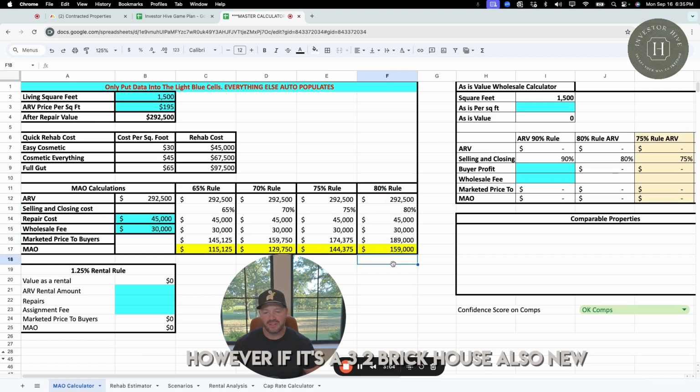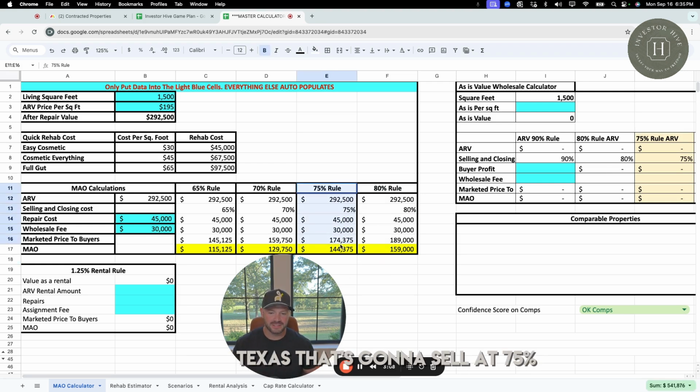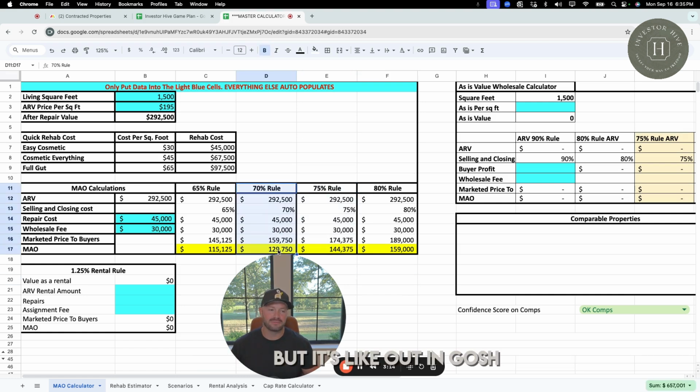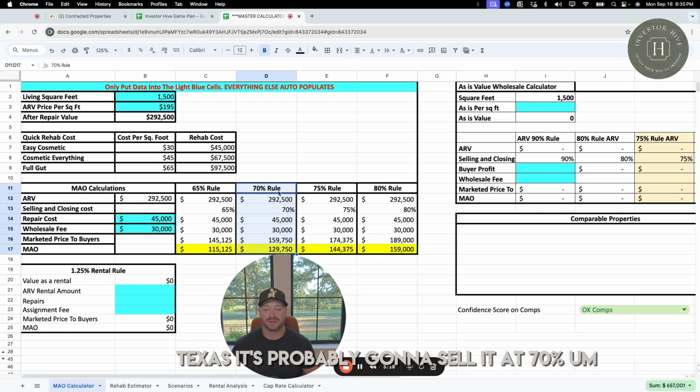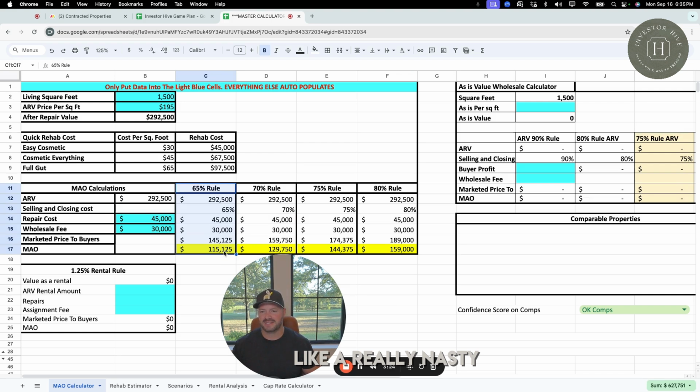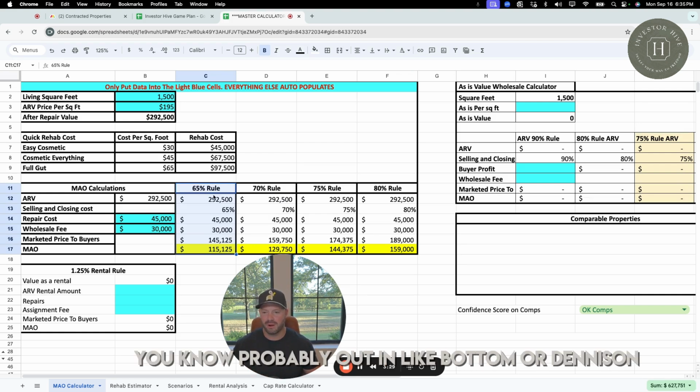However, if it's a 3-2 brick house, also new, but it's way out in Bonham, Texas, that's going to sell at a 75%. And if that same house is not in Bonham, but out in, gosh, I don't know, out in Paris, Texas, it's probably going to sell at a 70%. And then 65% is usually what we use on something that's a really nasty, full gut of a house, probably out in Bonham or Denison, Gainesville.